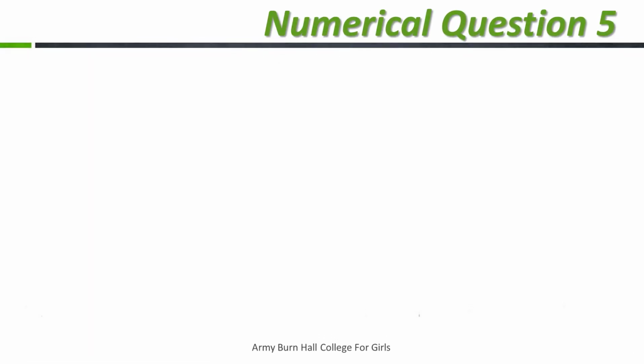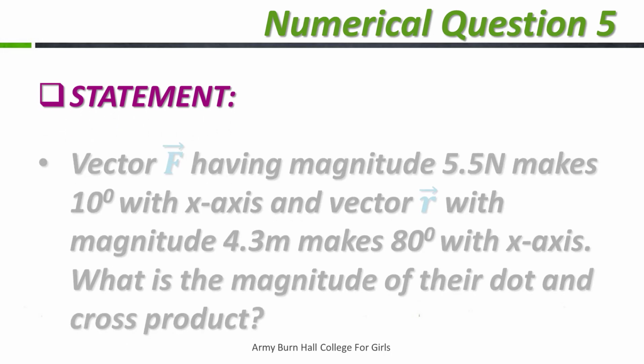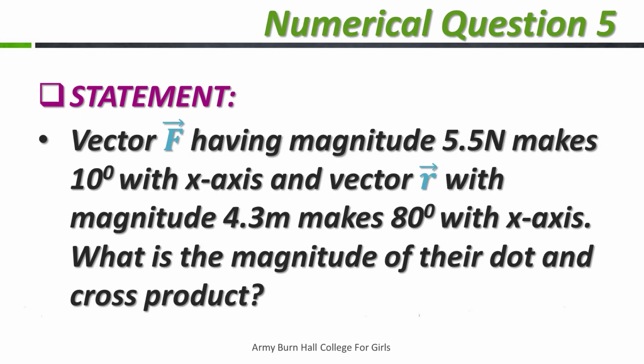Okay, numerical question from your exercise, numerical question 5. It is again related to dot and cross product. So let us solve it here. The statement is: vector f having magnitude 5.5 Newton makes 10 degrees with x-axis, and vector r with magnitude 4.3 meters makes 80 degrees with x-axis. What is the magnitude of their dot and cross product?